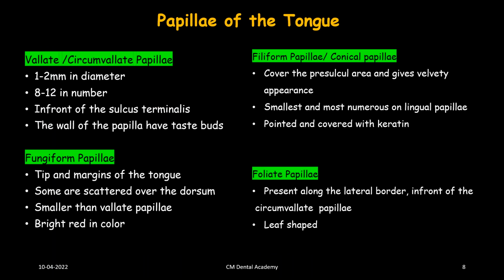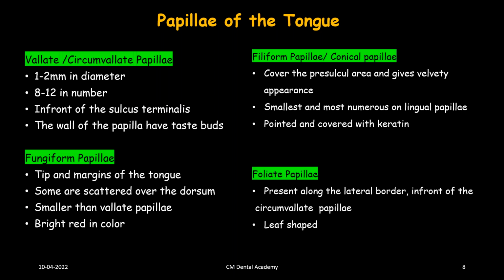In the papillae, there are four types of papillae present in the tongue, mainly the vallate papillae or the circumvallate papillae, filiform papillae, which are conical in shape, fungiform papillae, and the foliate papillae. The circumvallate papillae or vallate papillae are 1 to 2 millimeters in diameter. They occur in clusters of 8 to 10 in number, present in front of the sulcus terminalis. The wall of the papillae has taste buds.